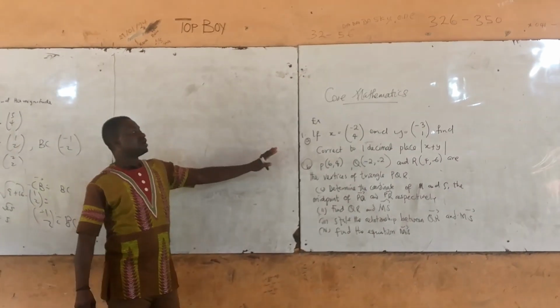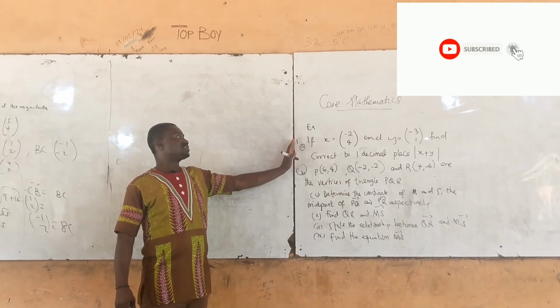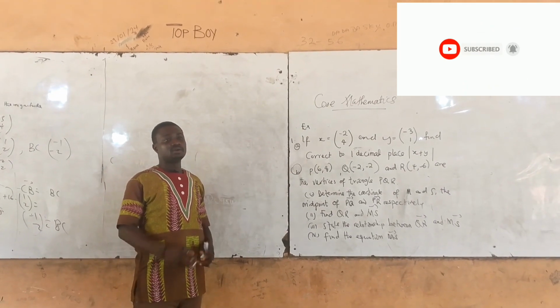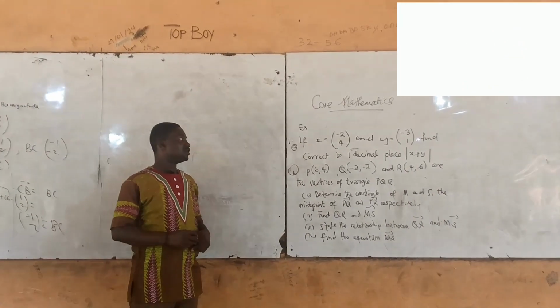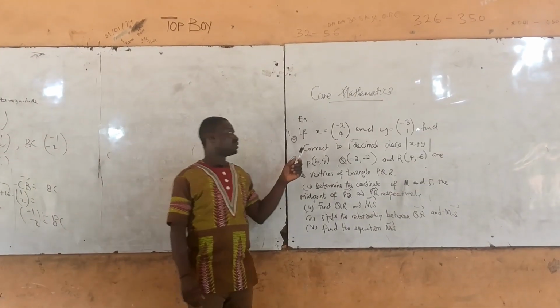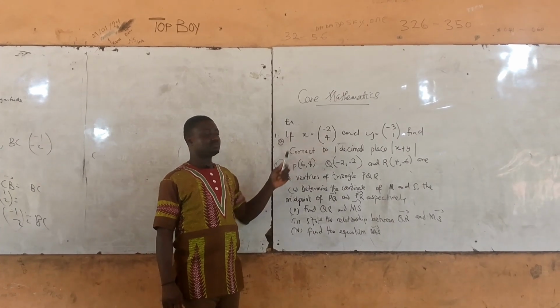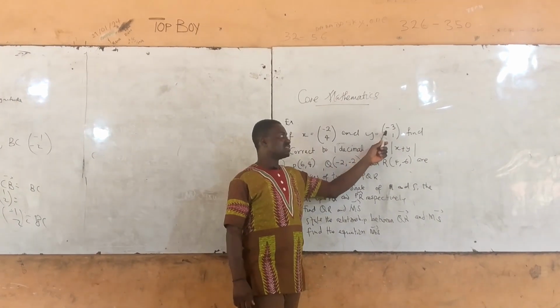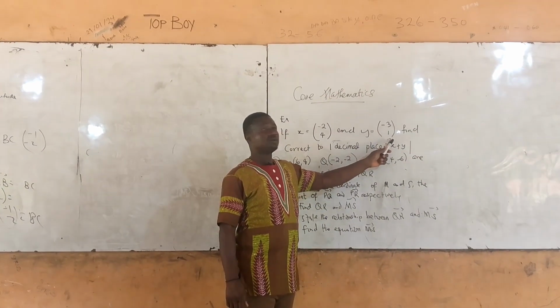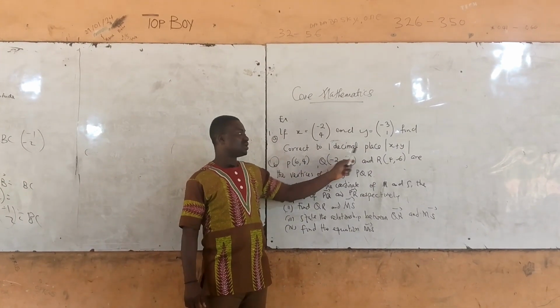Question. Now this is one of the likely WASSCE questions. It is under vectors, and so we are supposed to solve this question. Now the question says that if x is equal to (-2, 4) and y is (-3, 1), find the magnitude of x plus y, correct to one decimal place.